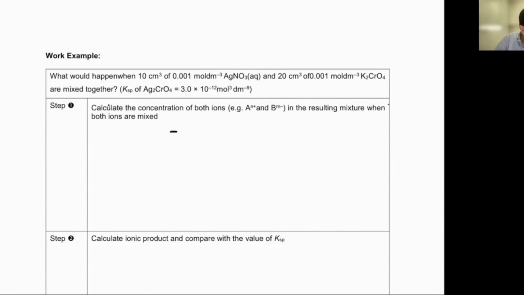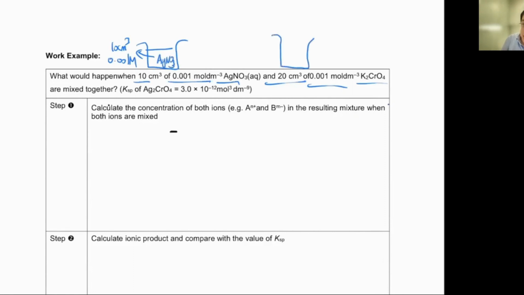Okay, give me a second. Here. Okay, so what will happen when 10 cm³ of 0.001 mole per dm³ of AgNO3 and 20 cm³ of 0.001 mole per dm³ of K2CrO4 are mixed together? So now you have a beaker here. This is 10 cm³, and this one is 0.001 mole per dm³, and this is AgNO3.